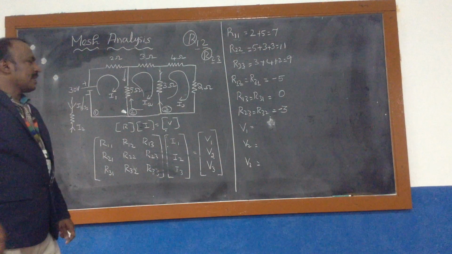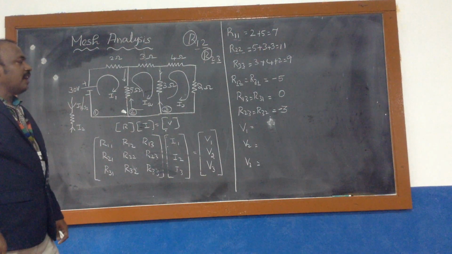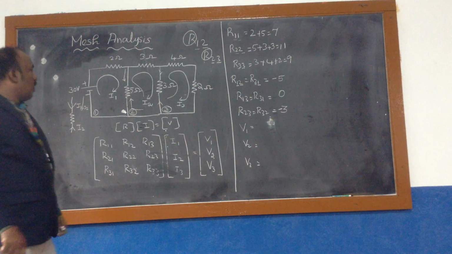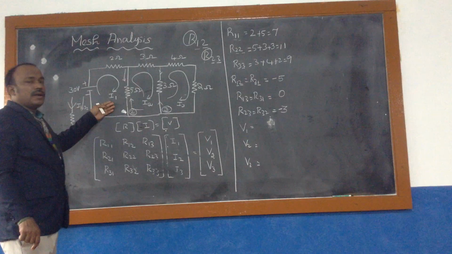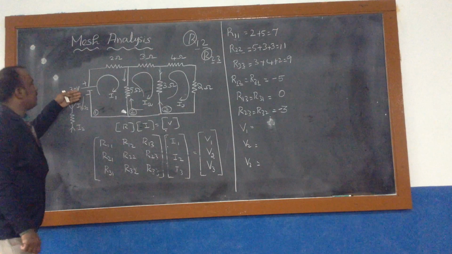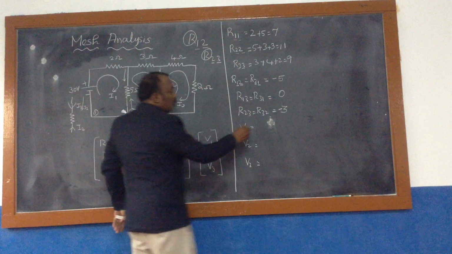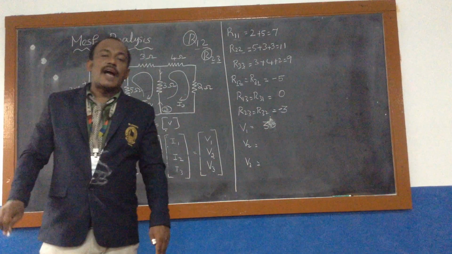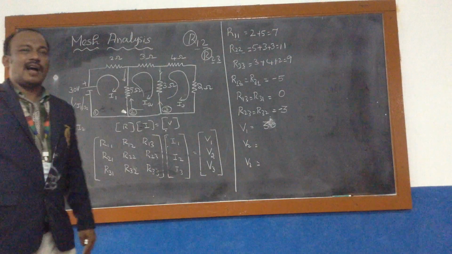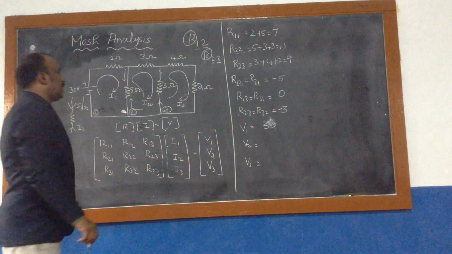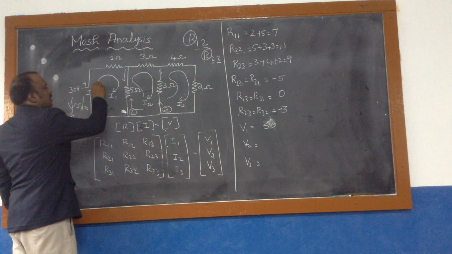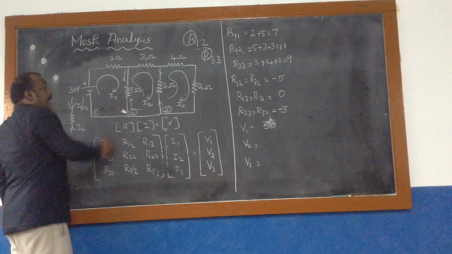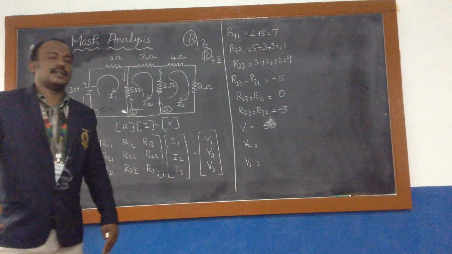Understood? Yes. Now you have to put the battery values, that is the input, the voltage values. V1 means the voltage value appearing in the first loop. What is the voltage value appearing here? It is given as 30. Here also the magnitude, positive or negative, is the important thing. When you consider the current direction, it is flowing clockwise. What will be the actual current direction?